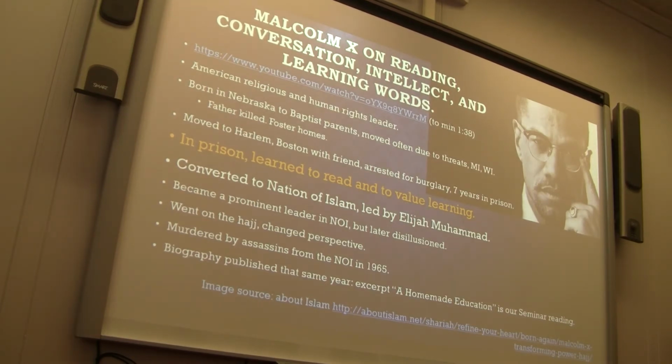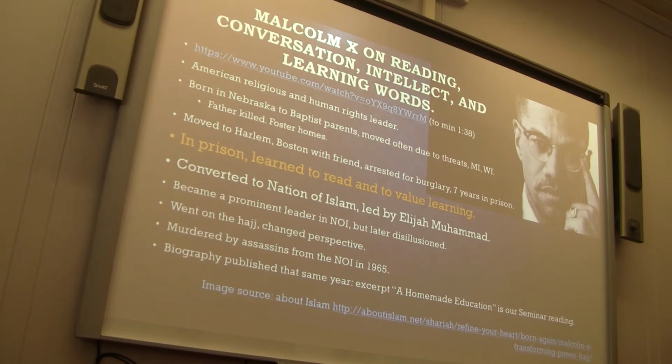His father was killed, probably by white supremacists. And his mother shortly afterward was placed in a mental institution. So the children, Malcolm Little, he was called at the time, and his siblings were split up into different foster homes. In his youth, he moved to Harlem in New York City and to Boston and started running around with criminal gangs.